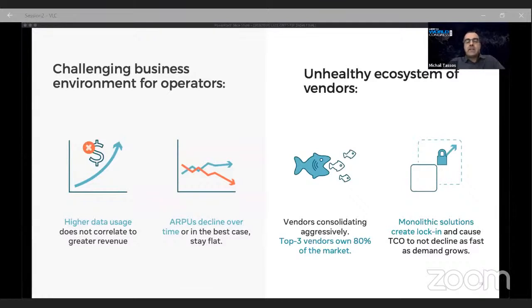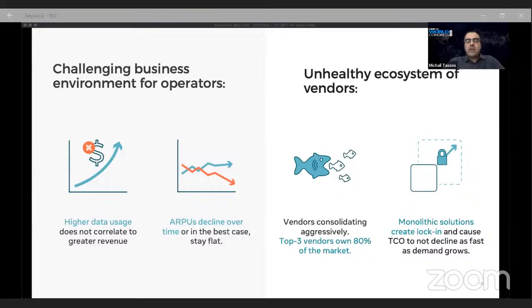And then the other challenge is that if you look at the ecosystem of vendors today that supply most of the telecom infrastructure, more than 80% of the market is basically controlled by three vendors. And a lot of the solutions that are right now supporting the telecom networks were built based on monolithic designs and have created a bit of a vendor lock-in in the industry.